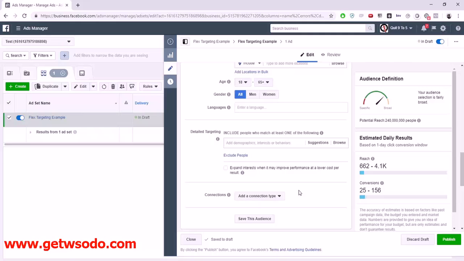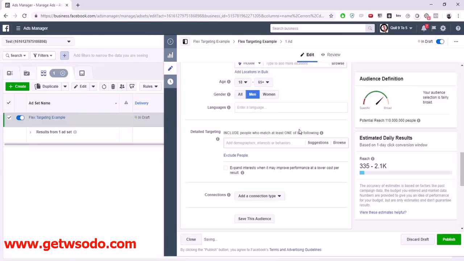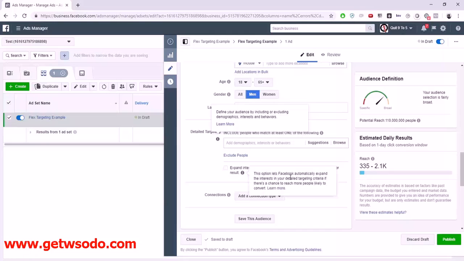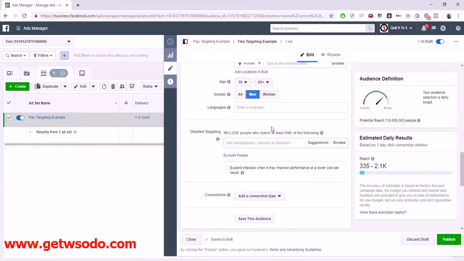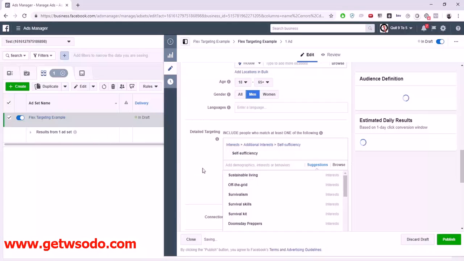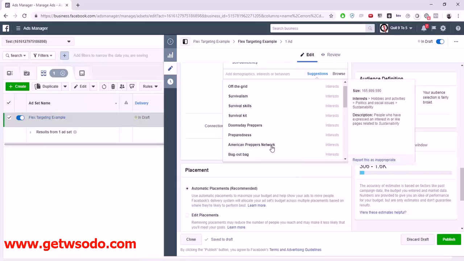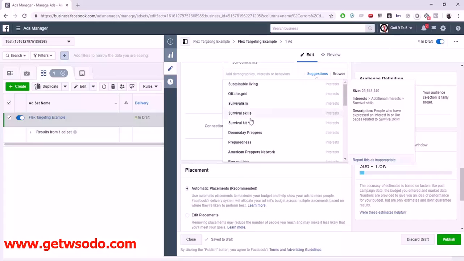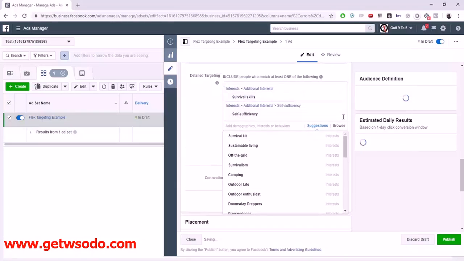So let's say I was going to do the power efficiency offer. So I'm going to select men, United States. But the whole point of this is to show you guys about the targeting. So now have a look at this. When I type in things like, let's just go to suggestions. So self-sufficiency, that's not too big. Let's find a big one. So survival skills.